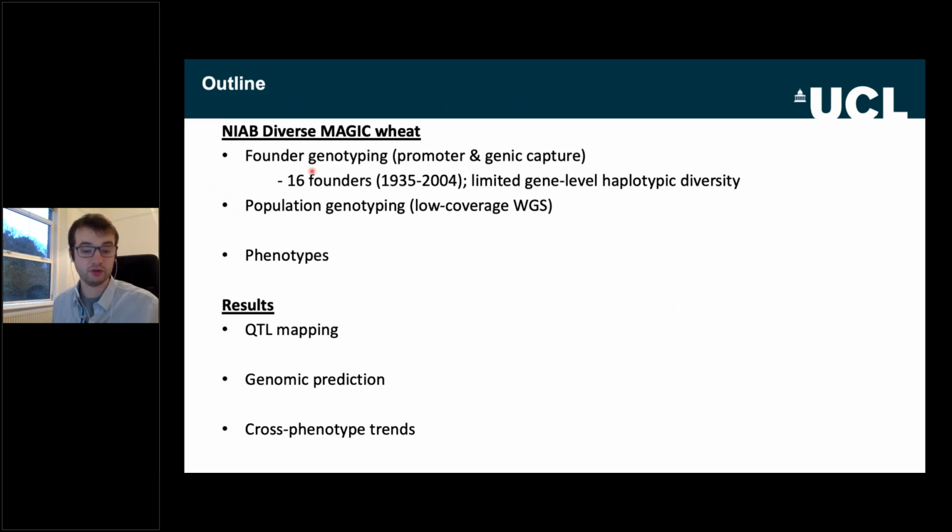Okay, so that gives you some information about the population founders, so the character of the population and the sort of variation of interest. And I've added this observation about there being relatively low haplotypic diversity as a result in this summary slide. And now I'm going to talk about the genotyping in the population itself.